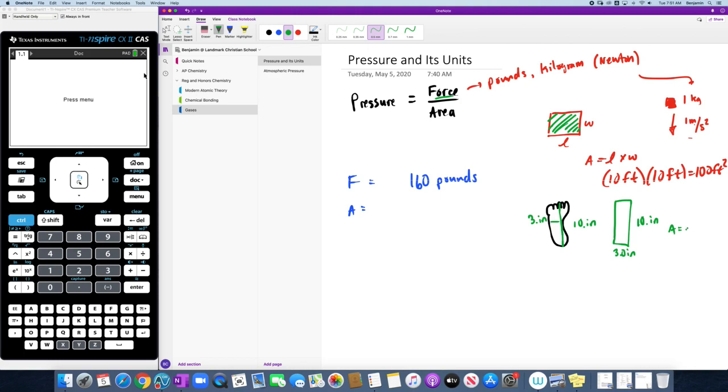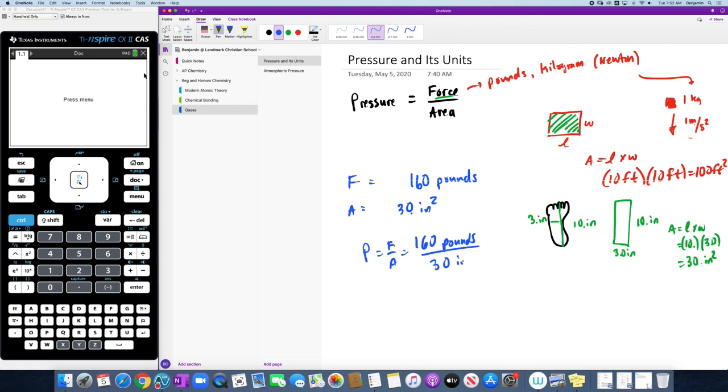Because area is length times width. So 10 inches times 3 inches, 30 square inches. So that's the area that my weight is spread across, about 30 inches squared. And so what's the pressure that I'm exerting on the ground beneath me when I'm standing? It's force divided by area. So pressure is force divided by area. 160 pounds spread out over about 30 square inches.